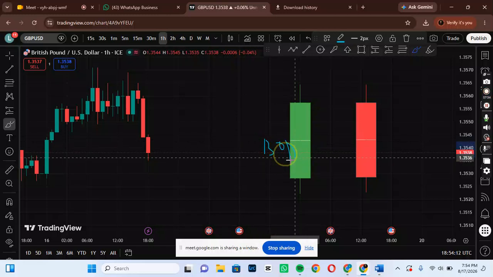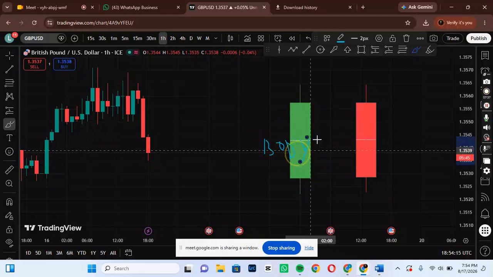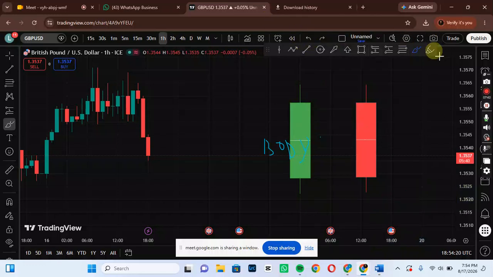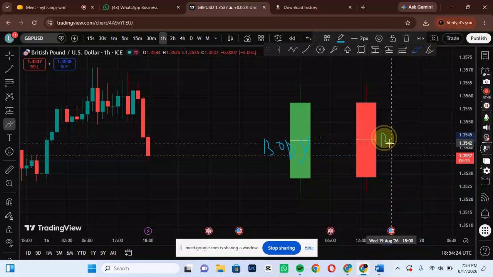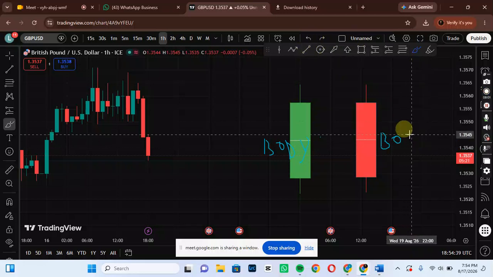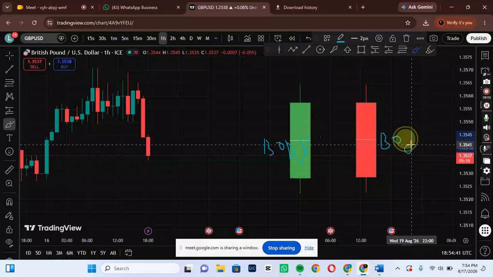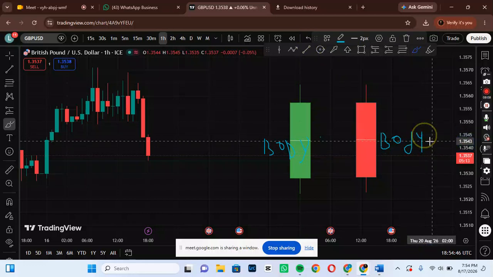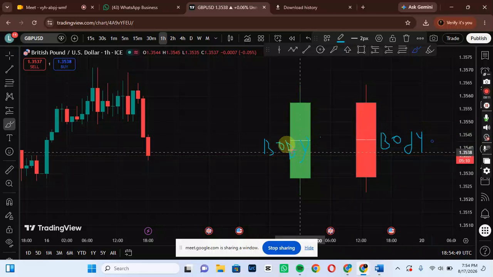Oh, don't mind my writing. I'm just trying to be. This is also the body of the candle. Normally, when you learn trading, be lazy as me. So traders always are lazy people. They don't like working. When you get to a point, you will be lazier than me. So this is the body of the candle, and this is also the body of this candle.